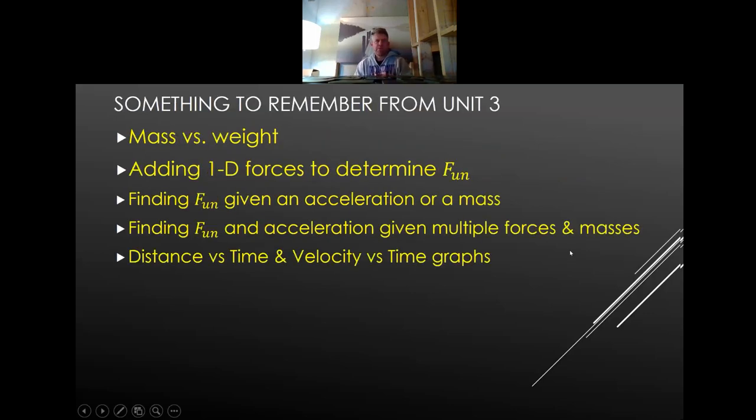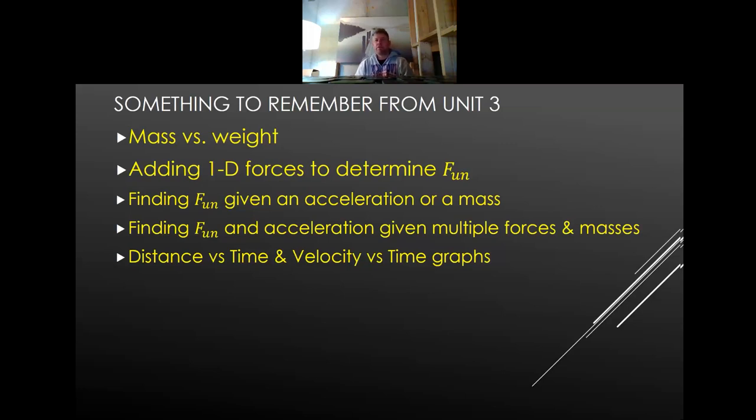All right. Stuff to remember from Unit 3. Make sure you remember how to do mass and weight. Mass, the amount of matter. Weight is the force of gravity. Adding one-dimensional forces, or one-direction forces, to determine net force. So if we've got a force acting that way and a force acting that way, remember those are going to subtract. If both forces are acting the same way, those are going to add.